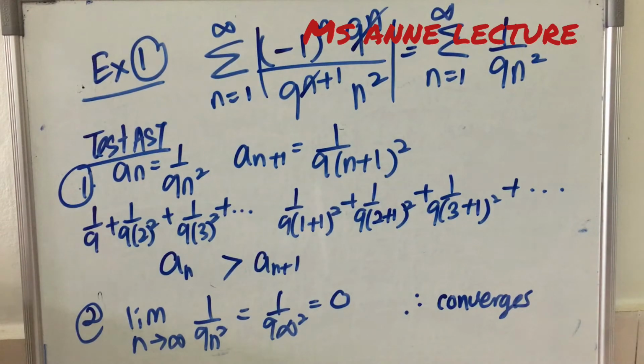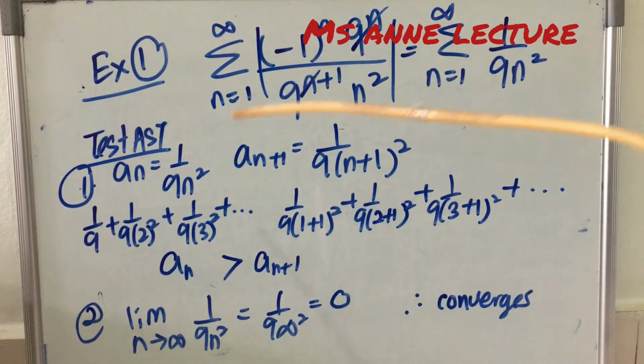Okay, so we go to the first example, where we have a series of negative 1 to the power of n multiplied with 9n over 9n plus 1 multiplied by n square. So when we put the absolute value and cancel the 9n, we get 1 over 9n square.